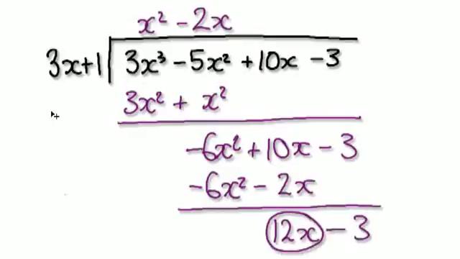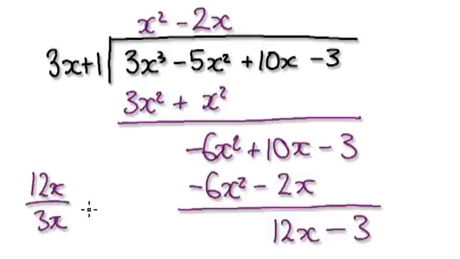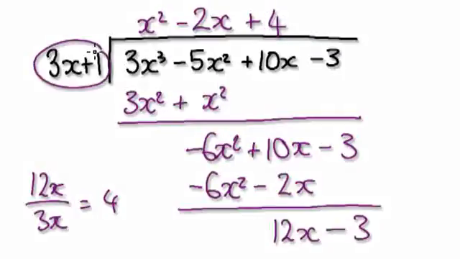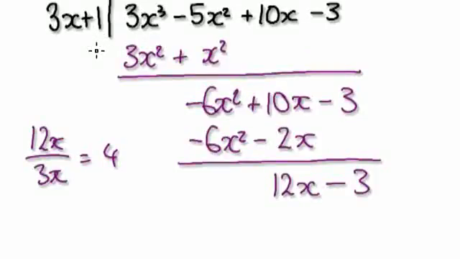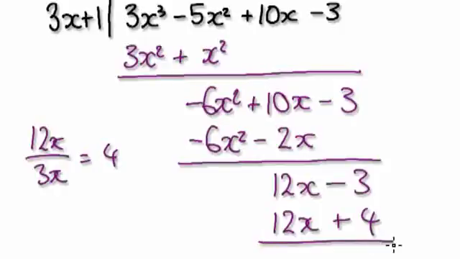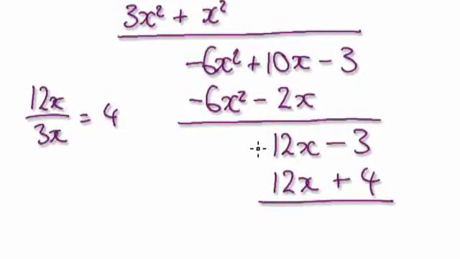Now looking at this, this divided by this without going over, 12x divided by 3x, this would be 4. So it would be plus 4 here, but then now let's get this times this thing here, so that would be 12x plus 4. So now we get this, take away this, so that would give us minus 3, take away 4, that would give us minus 7. Okay, so our remainder is minus 7.